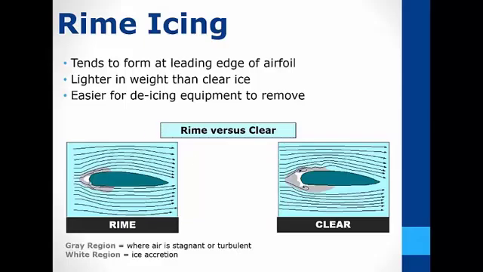So you tend to have rime icing that forms on the leading edge of the airfoil, and clear ice might actually make its way back a little bit further on the wing because of that process of being forced back and remaining liquid longer on the wing before it freezes, in the process of releasing the air before it freezes itself. It's easier for the anti-icing equipment to remove rime icing, and rime icing is also a lot lighter in weight than clear ice itself.